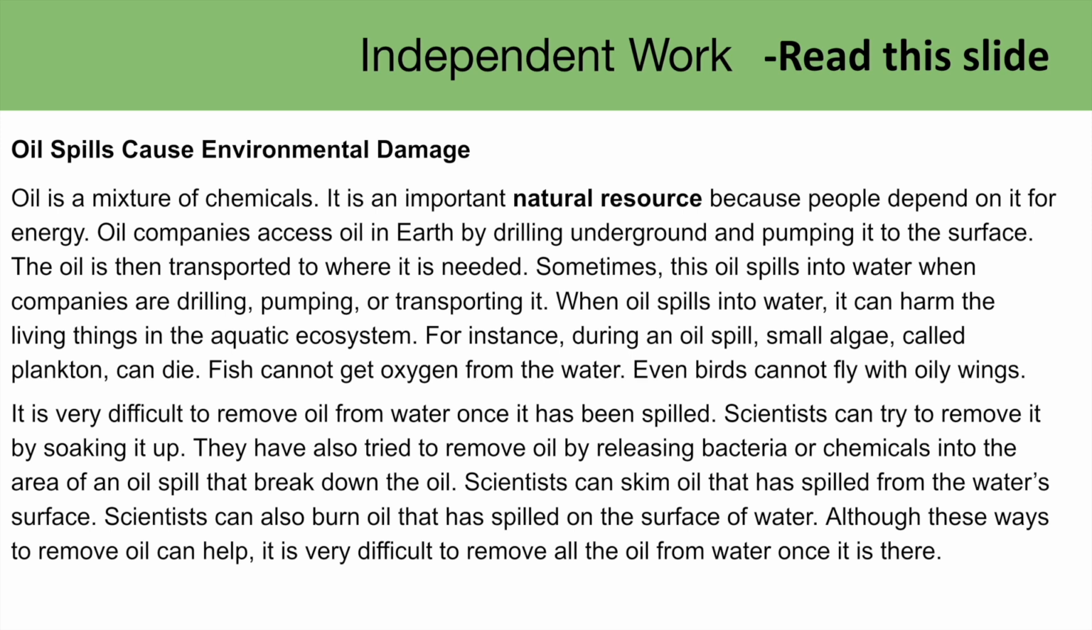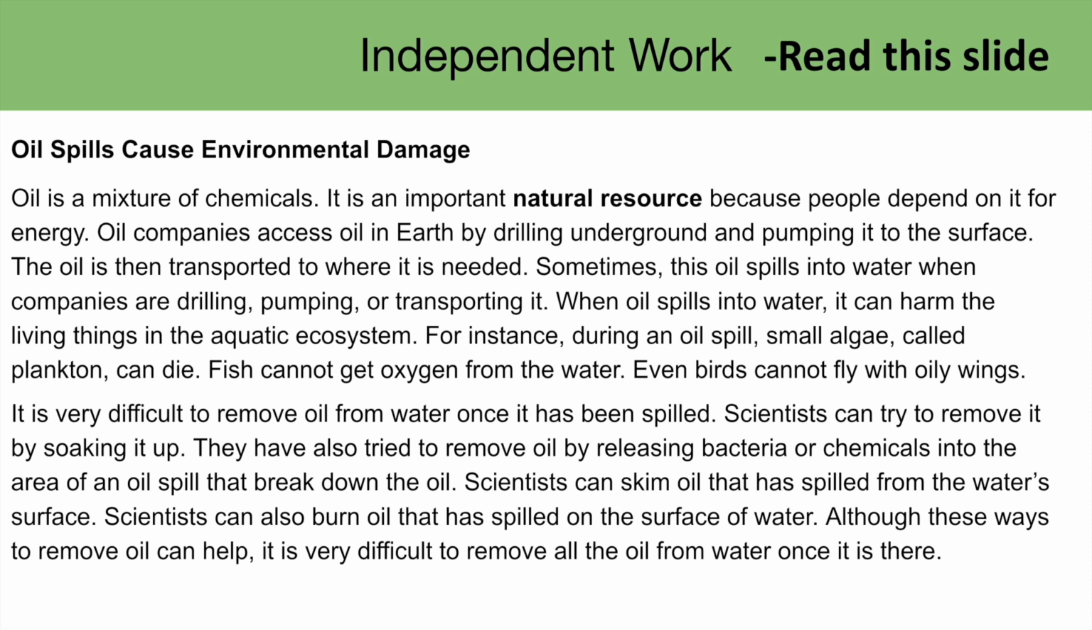The oil spills into water. It can harm the living things in the aquatic system. For instance, during an oil spill, small algae called plankton can die. Fish cannot get oxygen from the water. Even birds cannot fly with oily wings. It is very difficult to remove oil from water once it has been spilled.